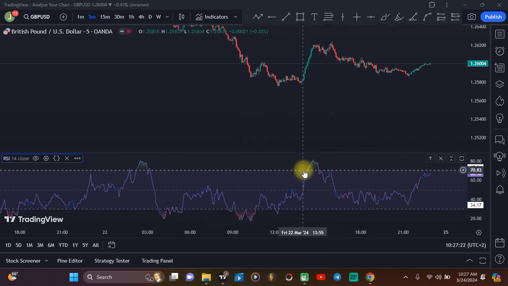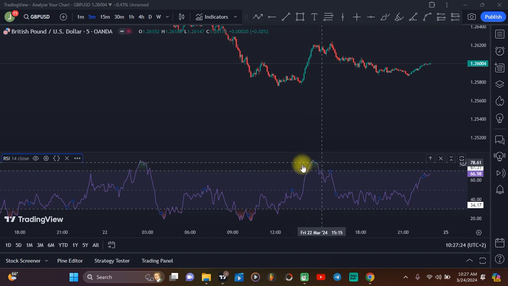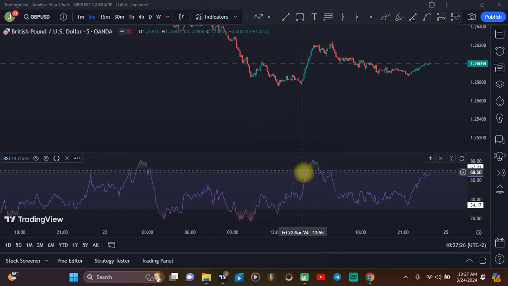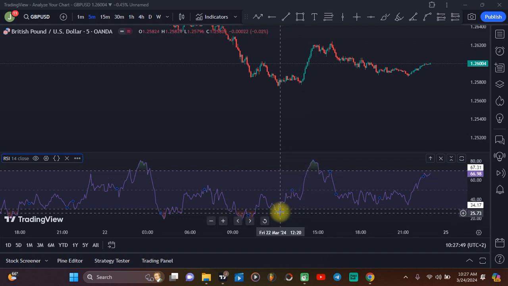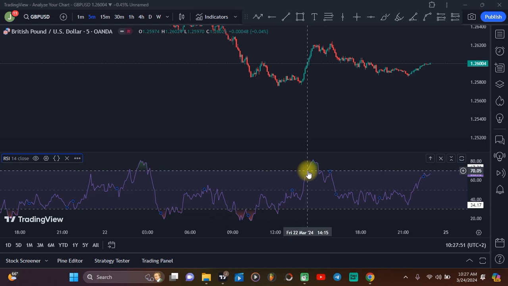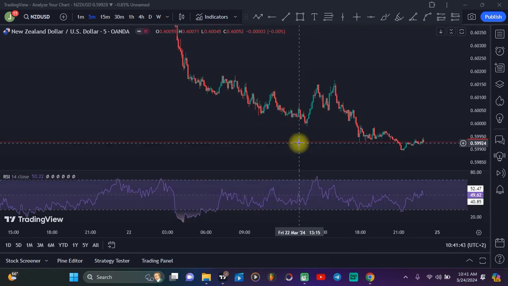Now the idea is that we want to buy when the market is oversold and we want to sell when the market is overbought. But we cannot blindly follow this indicator without any other confluence, because the market can be in an overbought state or oversold state for a very long time. Now to limit the amount of trades that we're going to be taking based on the overbought or the oversold, this is where we introduce the divergence. Okay, now let's look at divergence.